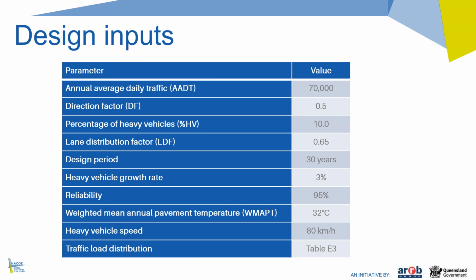We're designing for 95% reliability. The project would be somewhere in southeast Queensland with a weighted mean annual pavement temperature of 32 degrees, and it's obviously a high-speed road with a heavy vehicle speed assumed to be 80 kilometres an hour. And another input, which is not shown here in the slides, is the traffic load distribution, and that's in Table E3 in the technical note.